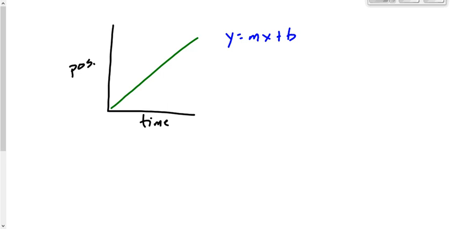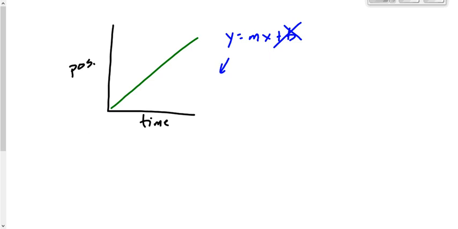y is your y coordinate. m stands for slope. x is your x coordinate. b stands for the y-intercept, where it crosses the y-axis. Where does it cross the y-axis in this one? 0. So the y-intercept is 0 here, in this specific case at least.